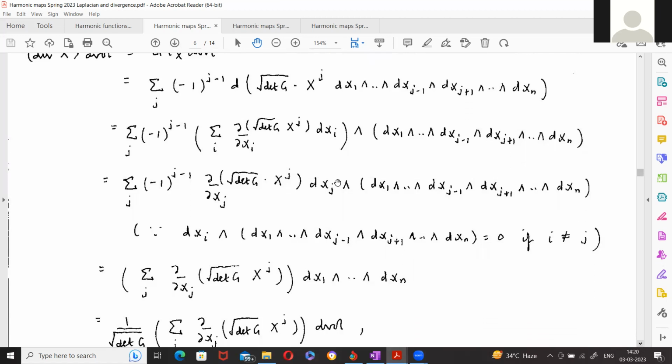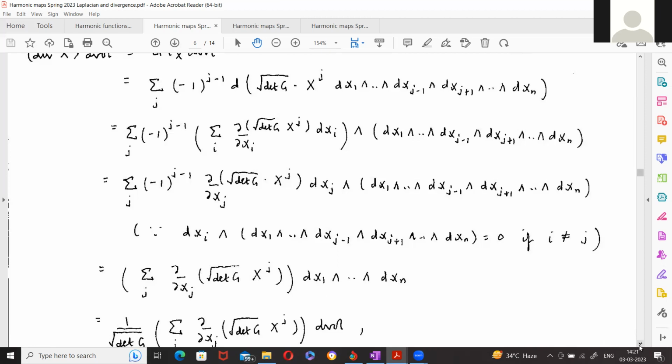And now what I can do is I can move this dxj back into the jth spot here. But again, to do that, I'll need to make j minus 1 transpositions. So that will again give a sign of minus 1 to the j minus 1. So that, into this minus 1 to the j minus 1, will give me just plus 1. Okay. So then finally what I'll get is dx1 wedge dxn common. So I take that common, and then inside I'll get a sum over j of del del xj of square root determinant g into xj.